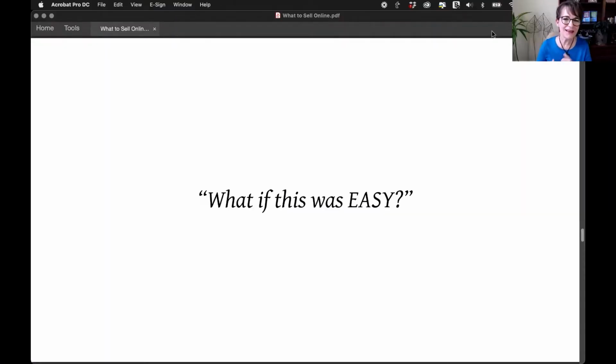This is the question I like to ask myself when I find myself wanting to make things too complex. And I've started to mention this in our Offer Accelerator group as well, just to remind people. Ask yourself, what if this was easy? Like, what if this was simple and not difficult to put together?